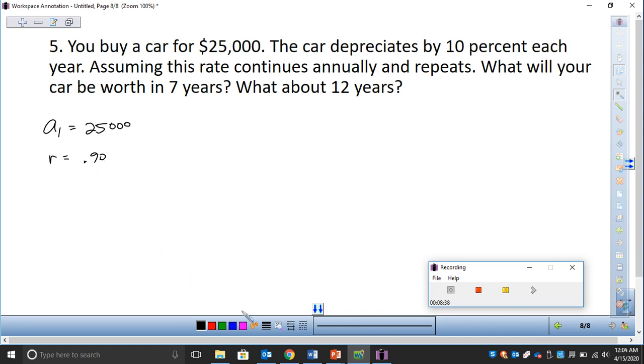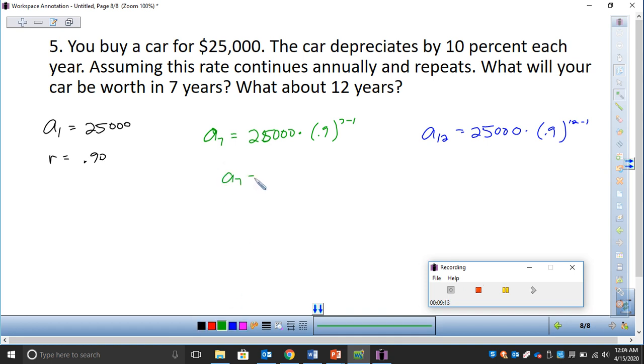So we're going to set up two of these, after 7 years and after 12 years. So a sub 7 is going to look like this. $25,000, that's a sub 1, times the ratio, 0.9 raised to the 7 minus 1, n minus 1. We're also going to have a sub 12, 25,000 times 0.9 to the 12 minus 1. So again, just calculator work here.